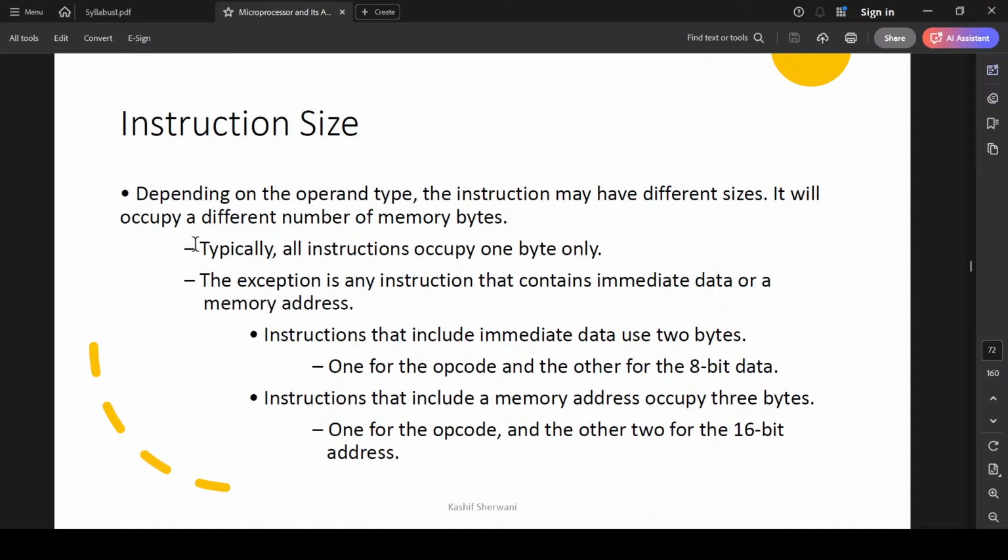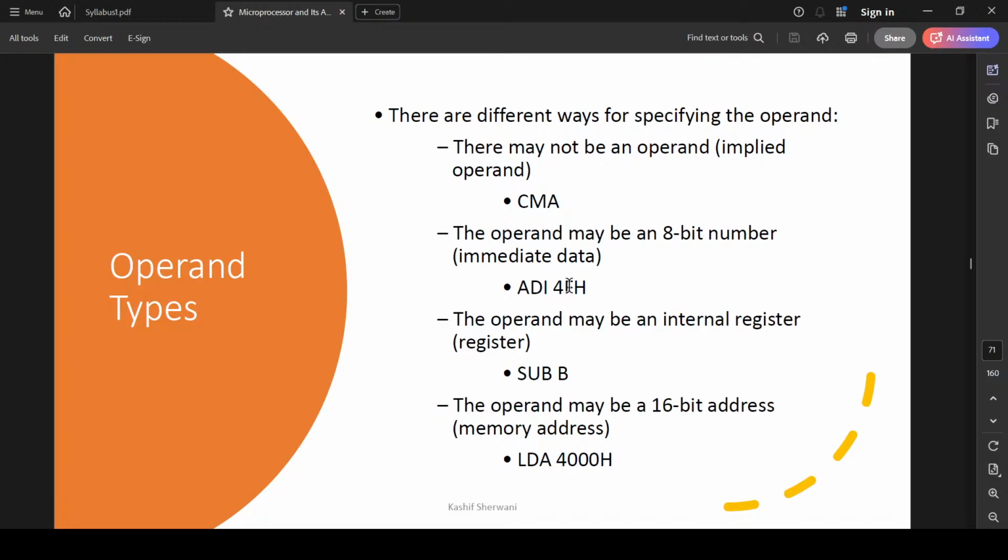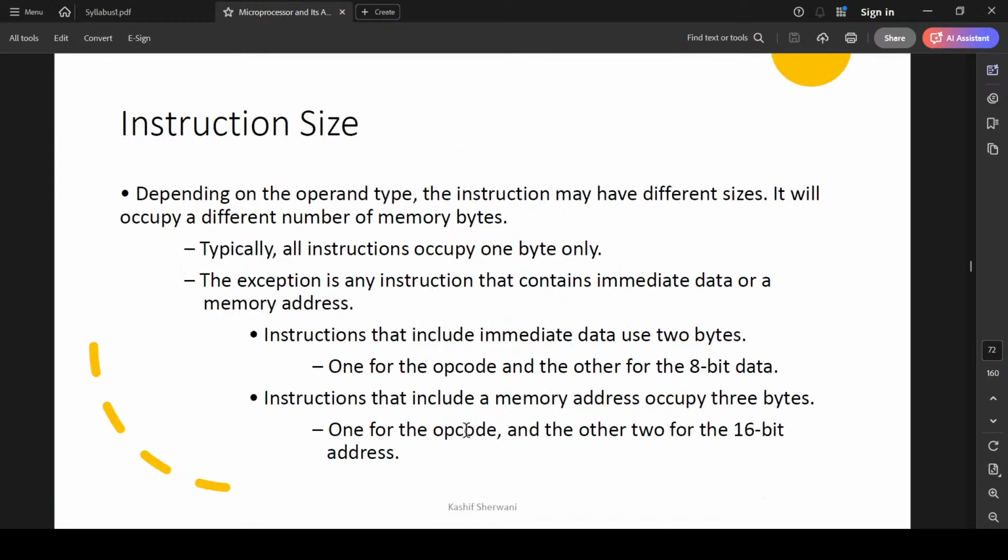Instruction size. Depending on the operand type, the instruction may have different sizes. It will occupy a different number of memory bytes. Typically, all instructions are 1 byte only. The exception is any instruction that contains immediate data or a memory address. Immediate data uses 2 bytes and a memory address uses 3 bytes.